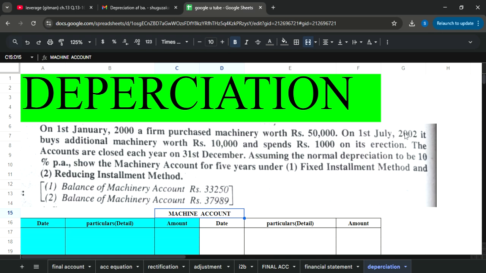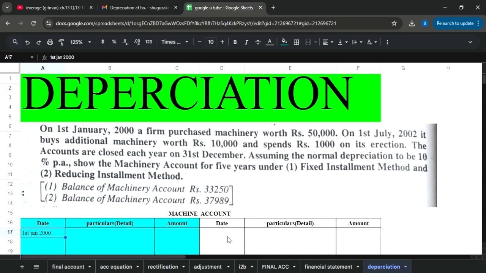So on 1st January 2000, the firm purchased machinery. Machinery is an asset. By buying, the asset is increased, and an increase in an asset should be entered on the debit side. That is why we will choose the debit side. 1st January is the date, and we will mention the date first, and the year is 2000.